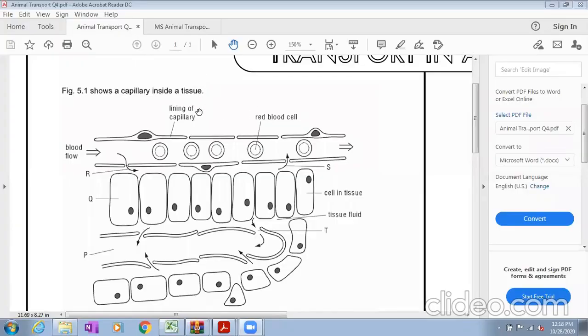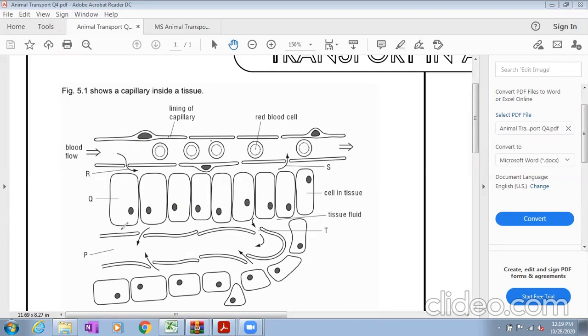Dear students, this question is related to the lymphatic system, right? First of all, you should know what these parts are. If you see here, blood is flowing, and this lumen is very narrow, approximately the size of one cell. You see this is one cell, and another cell, so this is a one-cell-thick lining from both sides. So this is your blood capillary, right?